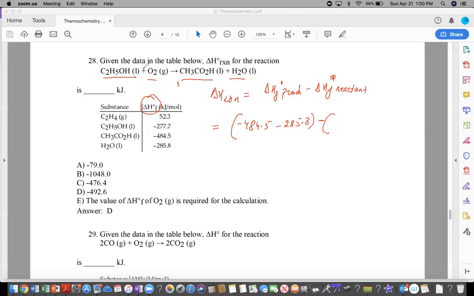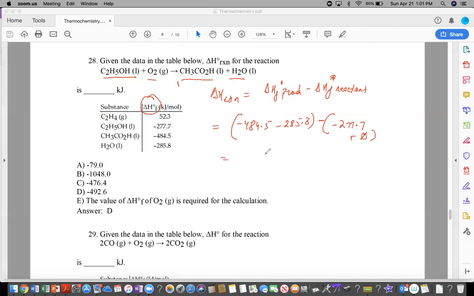And for reactant, the numbers are C2H5OH. C2H5OH is negative 277.7 plus the delta HF for the second, which is O2. And do you remember what is the delta HF for O2? 0, right. So you're going to put a 0 here. So now you just got to solve for the whole thing.